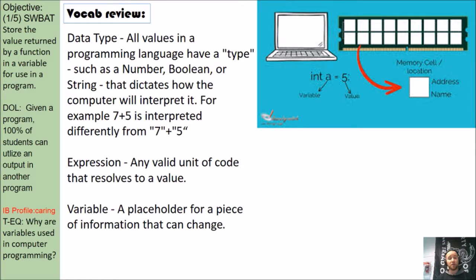The next one is expression. This is any valid unit of code that resolves to a value. And the last one is variable. The definition here says a placeholder for a piece of information that can change. Remember, last time I said that the variable is basically an address in memory. So when you think variable, think memory.